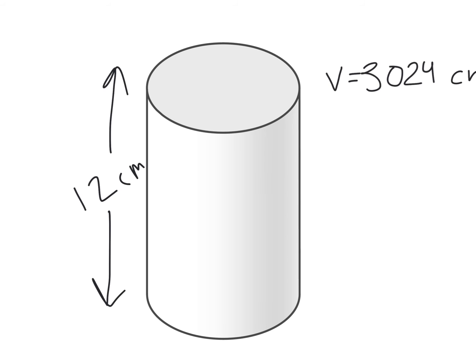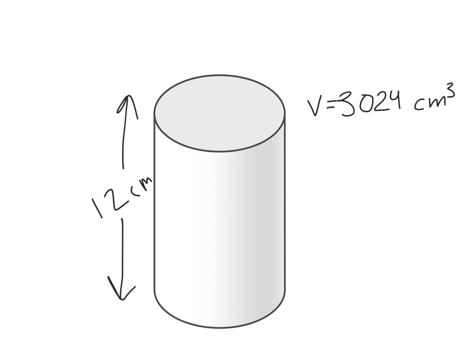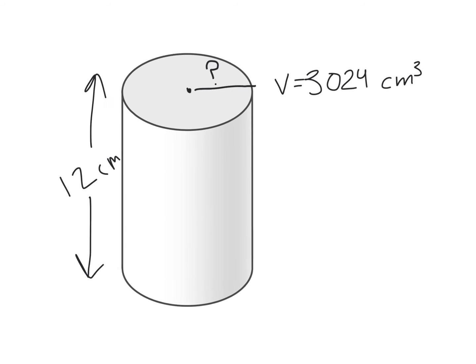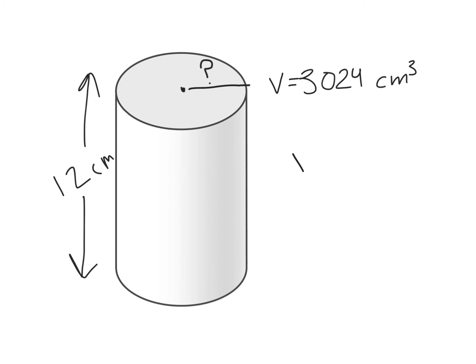What is it that we need to do to find the radius, which we don't know? So we want to know what is the radius of this cylinder that has a volume of 3,024 centimeters and a height of 12 centimeters. Well, let's use our equation that we know. We know that the volume is equal to the area of the base, pi r squared, times the height of the cylinder. So what pieces do we know?